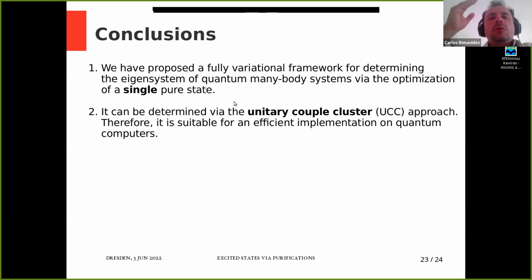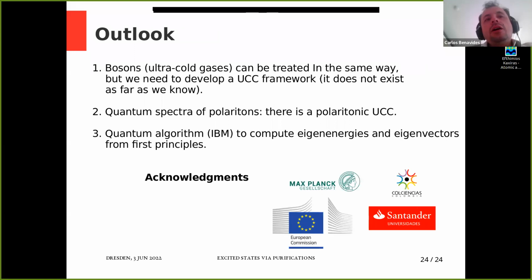So what we propose is to go, instead of optimization of an ensemble of systems, to a pure state in duplicated Hilbert space, and use the unitary coupled cluster approach, which opens the doors to apply this to quantum computers. And our outlook is to extend this to bosons. Bosons are quite interesting because unitary coupled cluster doesn't exist, as far as I know, for bosons, and for polaritons it could be possible to write a unitary coupled cluster. And then, as I told you, we want to use really a quantum algorithm on IBM or another hardware.